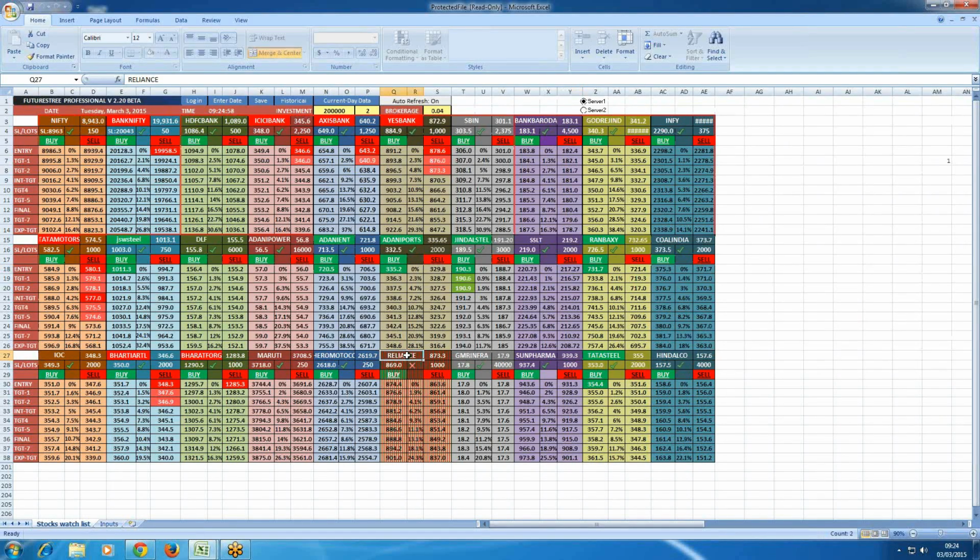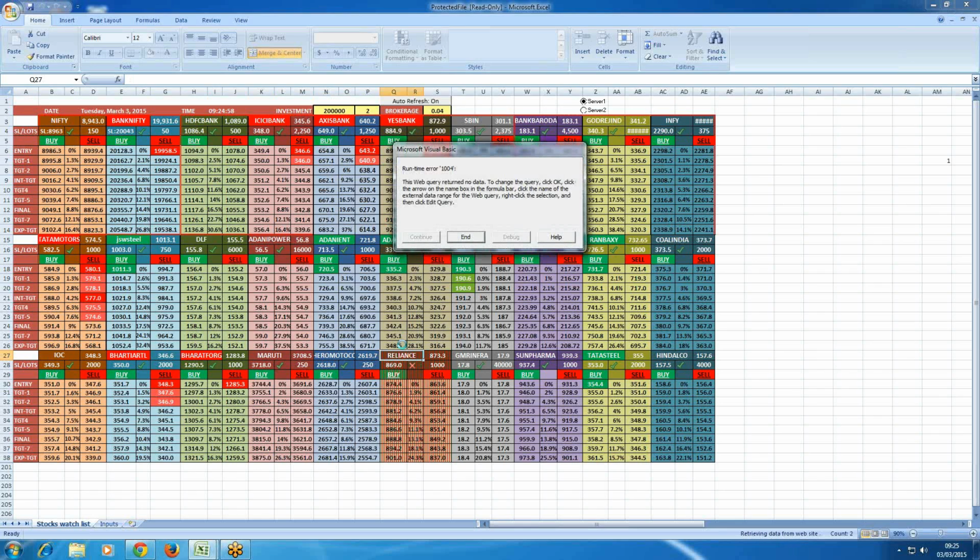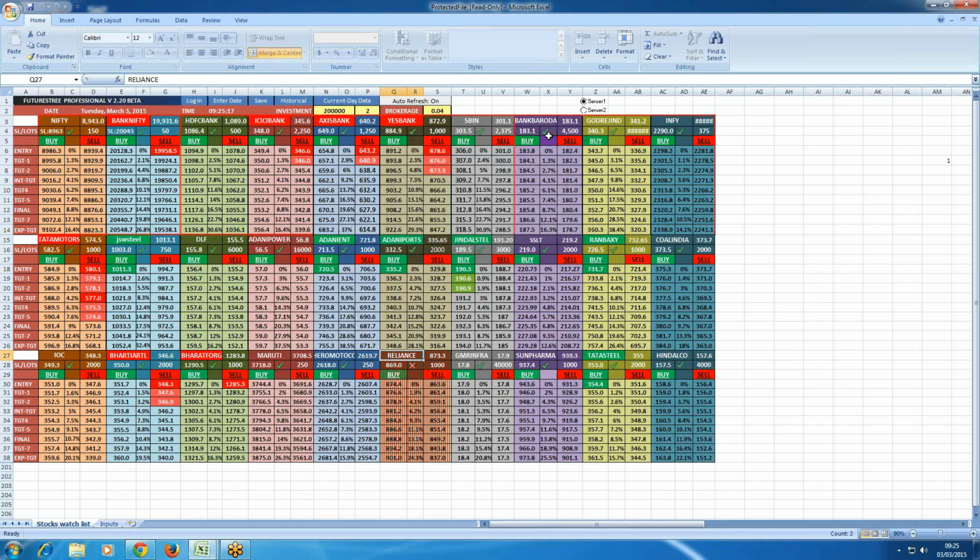So Reliance, I will change this Reliance into some other script. Let me see. So this is an error. In case you get it, it's nothing but your connection is broken. That is, your internet connection is not working fine. So what you can do is just click on the auto refresh button again, and you'll start getting the data feed.